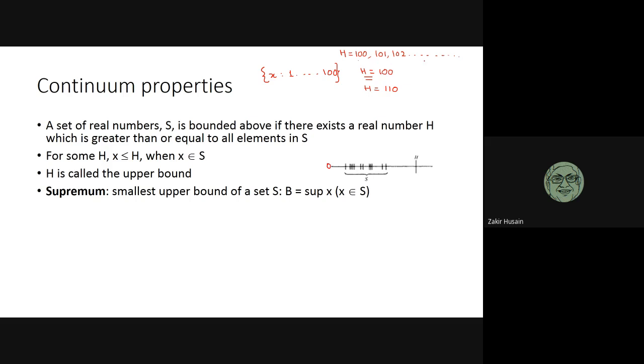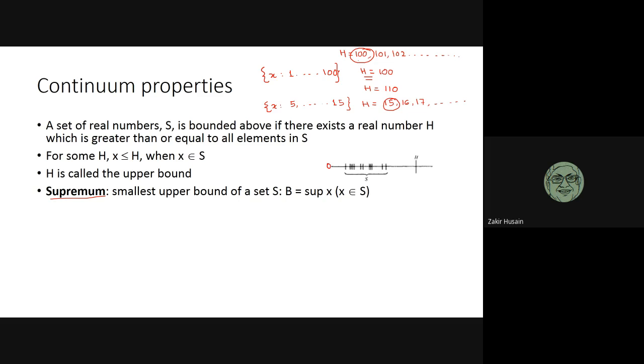Now, out of these possible upper bounds, take the smallest. This is called the supremum. Let me give another example. What are the possible upper bounds? 15 and above: 15, 16, 17, 18 and so on. What is the lowest of them? 15. So 15 is the supremum.